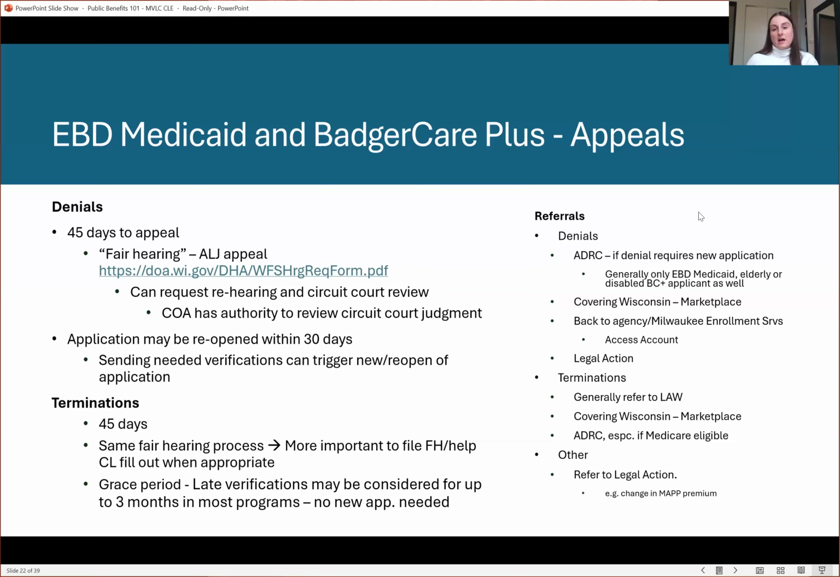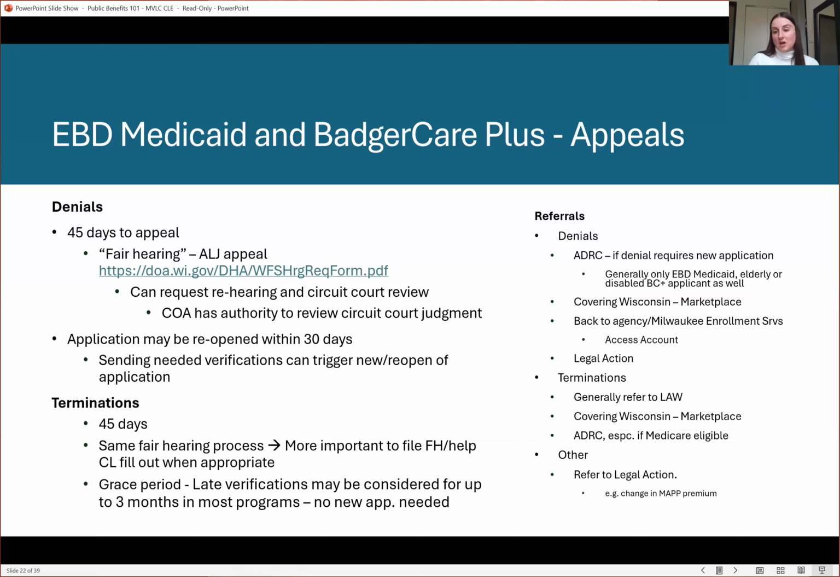Referrals for denials. If the denial requires a new application and the person is on EBD Medicaid or they're elderly and disabled as a Badger Care Plus applicant, you can send them to the ADRC. That's a note with all ADRC referrals. They have elder benefit specialists and disability benefit specialists, but you need to satisfy one of those population requirements generally. If they're over income, especially on Badger Care, then you need to send them to the marketplace, the Affordable Care Act marketplace directly, or to Covering Wisconsin, which is a great resource to help with that marketplace type advice. You can also send them back to the agency or to their ACCESS account or to Legal Action.